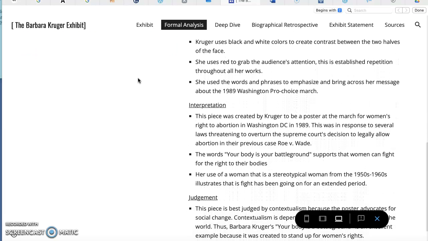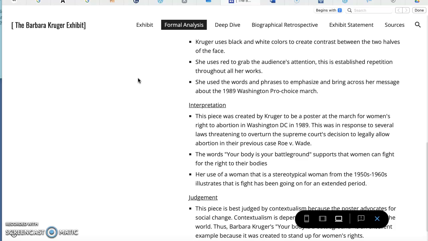Interpretation: This piece was created by Kruger to be a poster at the March for Women's Rights to Abortion in Washington, D.C. in 1989. This was in response to several laws threatening to overturn the Supreme Court's decision to legally allow abortion in their previous case, Roe v. Wade. The words, "Your body is your battleground," supports that women can fight for the right to their bodies.